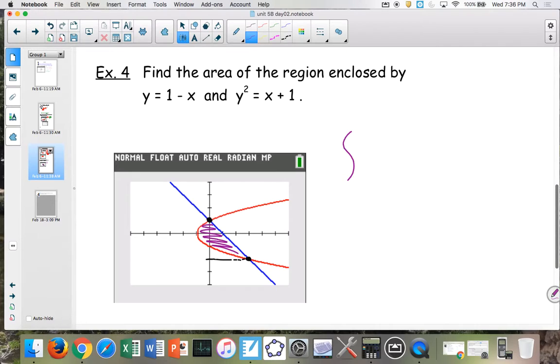Now we have to verify the intersection of these two functions. We can do that by maybe a substitution. And we should find that they intersect at y equals 1 and y equals -2. And those are going to be our limits of integration.